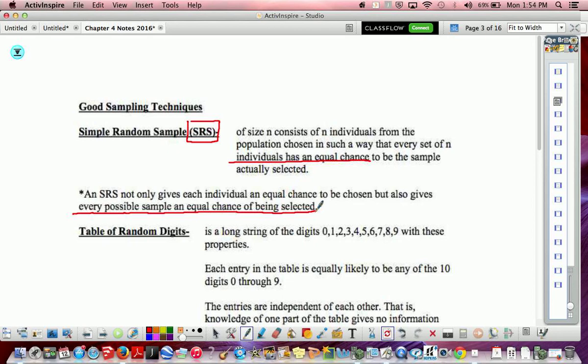So say for instance in this class, which I don't think is the case, I have a class of 30 students, 15 boys and 15 girls, okay? And I decide to collect a simple random sample of 2 students, 1 boy and 1 girl. Does each student have an equally likely chance of being selected?